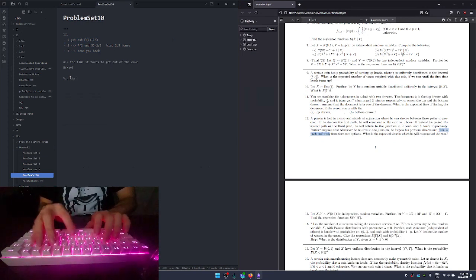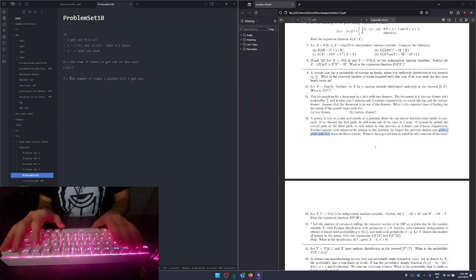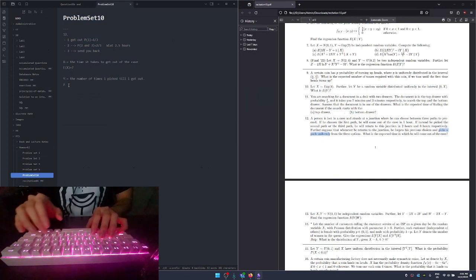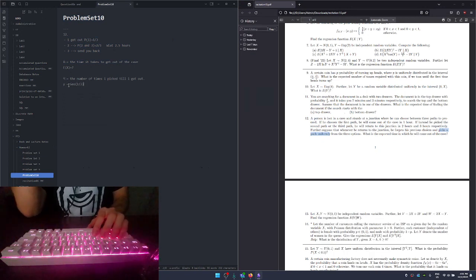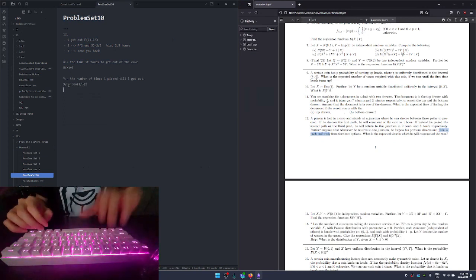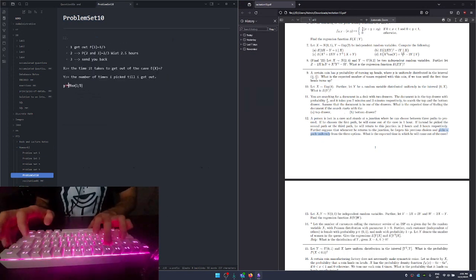The numbers, let's call it the number of times till I rolled, I picked till I got out. The point is that I treat 2 and 3 as one thing, and what that does is this is a geometric distribution, a geometric of 1 over 3 for success. Write it like this.